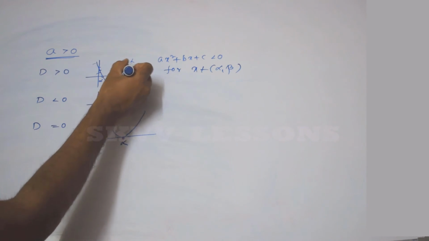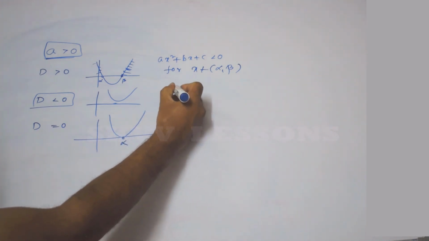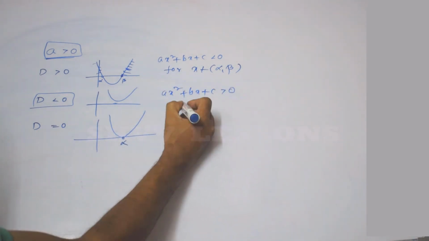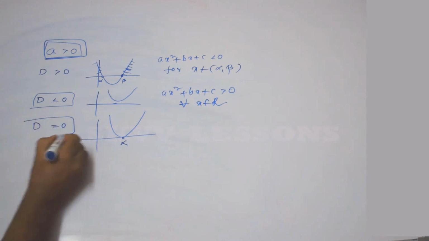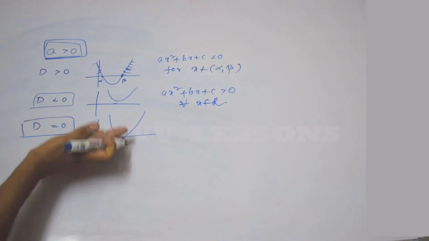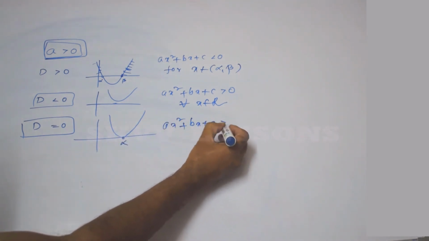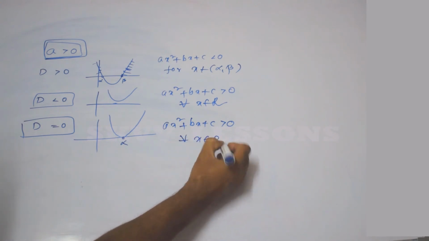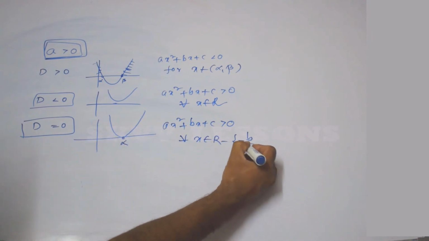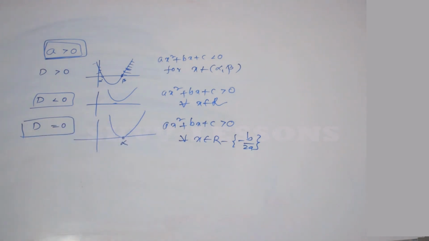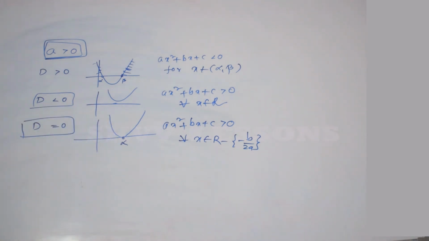Now whenever D is negative, in the case of A positive, function values are always positive. Ax square plus bx plus c is positive for every x in R. And in this case, whenever A is positive and D is equal to 0, again the parabola is entirely above the x-axis except at alpha. So again ax square plus bx plus c is positive for all x belonging to R except this alpha. In fact, that root is minus b by 2a. So except at minus b by 2a, it is always positive. So in the case of A positive, when will the quadratic expression become positive, and when negative?